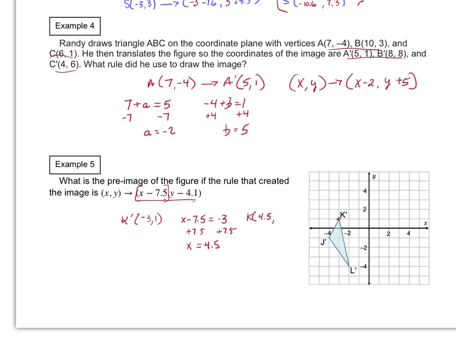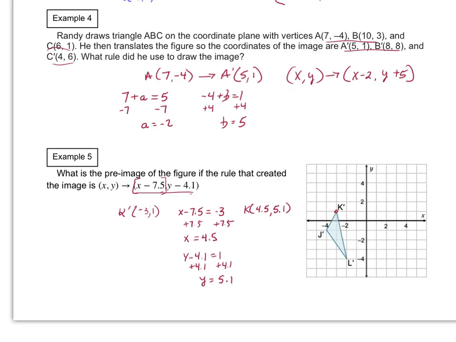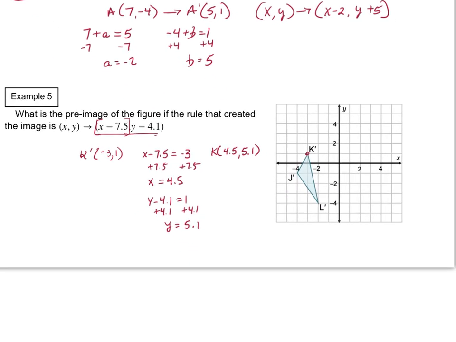And I can do the same thing with y. I have y minus 4.1 equals 1. Add 4.1 to both sides, and then y equals 5.1. So there you go. That is how I calculated where my K point is located. So K is going to be 4.5, 5.1, approximately right there. That would be where K originated.